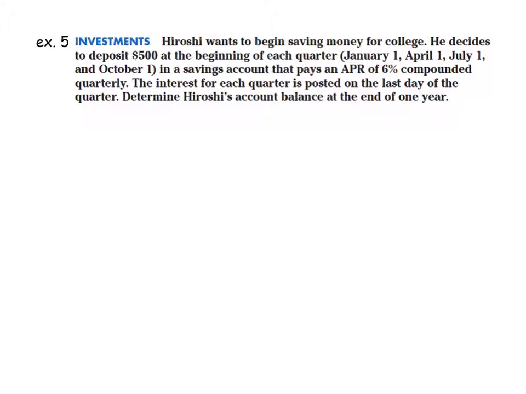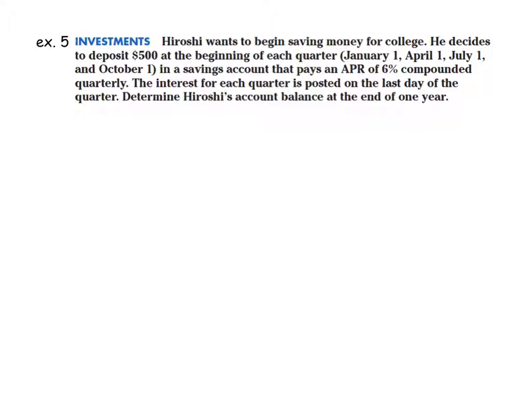Hiroshi wants to begin saving money for college. He decides to deposit $500 at the beginning of each quarter. So that's 4 times a year starting in January, right? In a savings account that pays an APR of 6% compounded quarterly. The interest for each quarter is posted on the last day of the quarter. Determine Hiroshi's account balance at the end of 1 year.